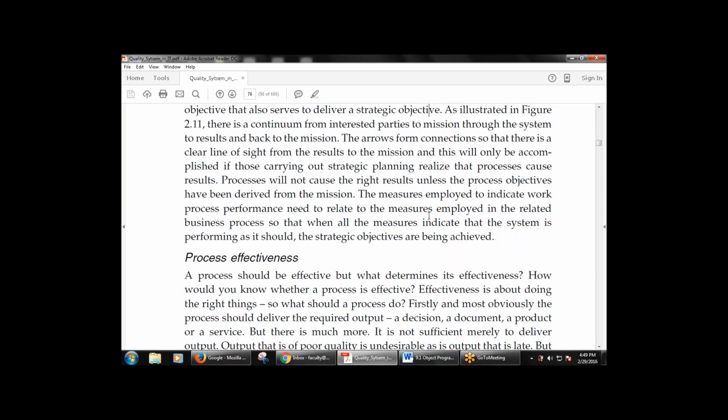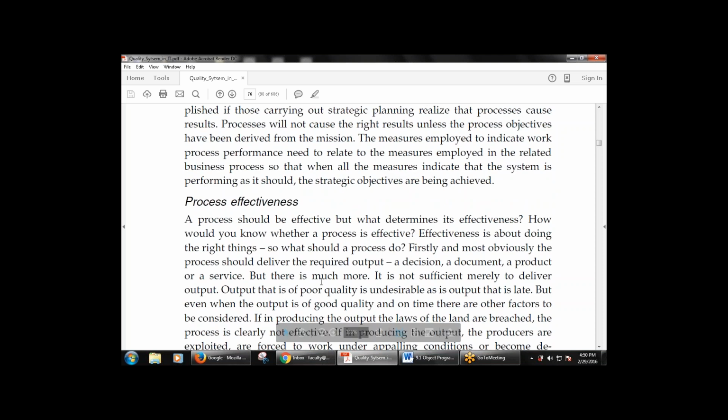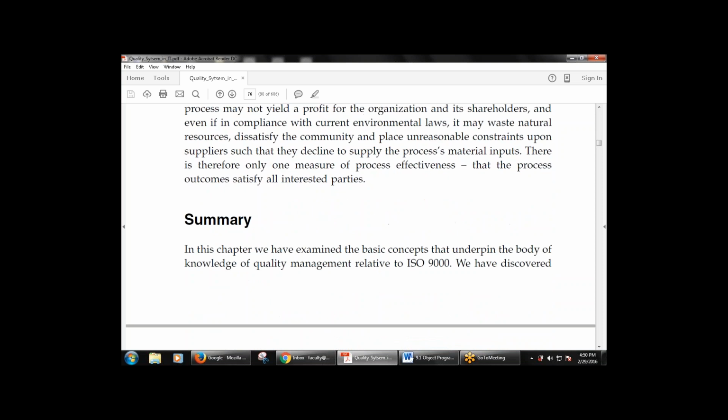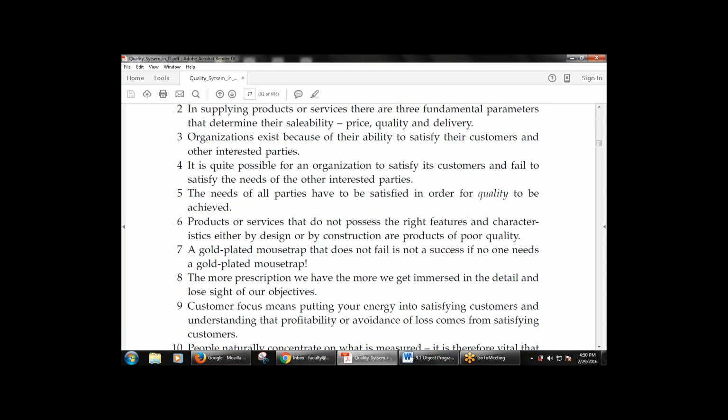Firstly, and most obviously, the process should deliver the required output, that is the decision, the document, the product, or the service available for delivering the required output. And employees are but one of the stakeholders. The customer is very important. This is the chapter that we are winding up in the last class. So this is a summary of this chapter.